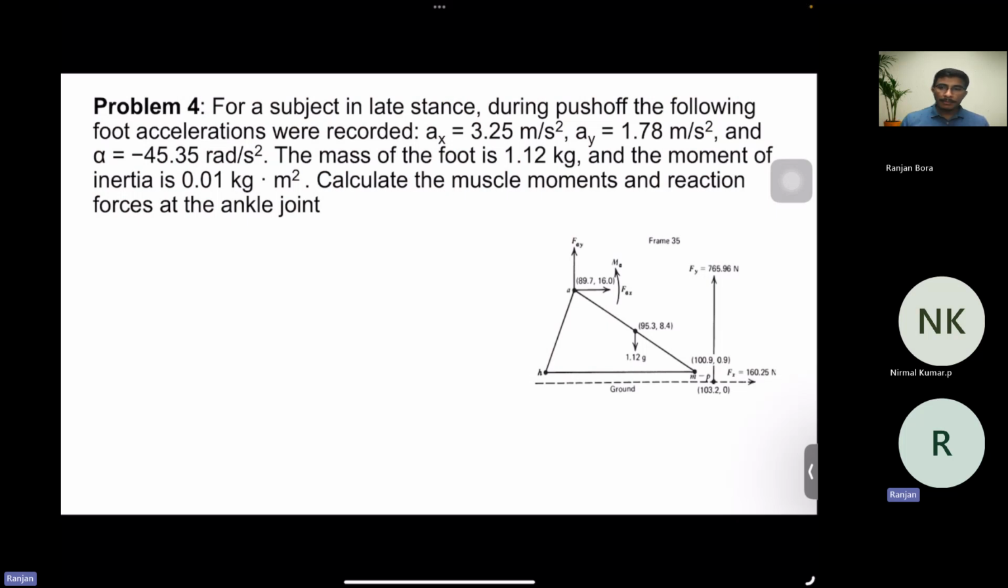There is one more problem, similar to my previous problem, but here accelerations are given. In the previous problem there was no acceleration, but here the translational acceleration and the rotational accelerations are given. So here we need to use the equations of motion, that means Newton's second law of motion.